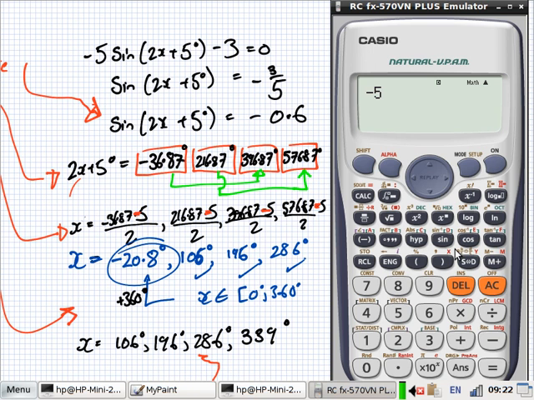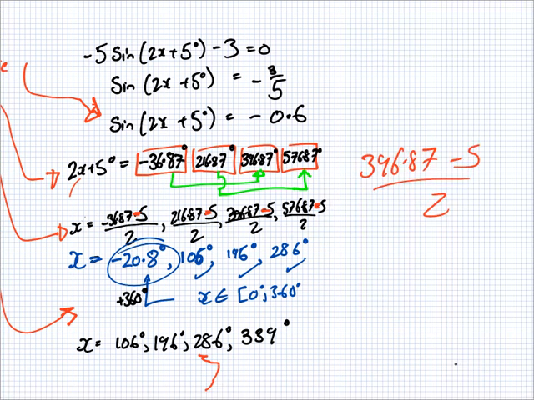396.87 minus 5 over 2. It was, I think, 195.935 or something. Yeah, but that's not even close. Okay, 396.87 minus 5 divided by 2. 195.935. Okay, let's test that out. Minus 5 sine 2 times the answer plus 5 minus 3. So maybe, how did I get my 396? That's coming from this guy, isn't it? Wait, 396? 323.92.